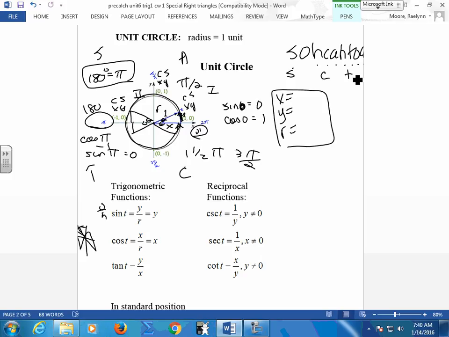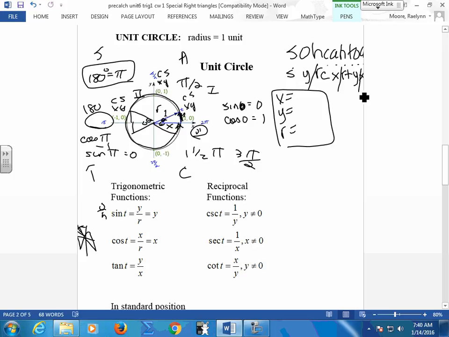The hypotenuse, so we're going to make it an R. On the opposite side, what side is that? Oh, opposite, sorry, is the Y. So we're going to make all your O's a Y, and your A's, therefore, are the X's, the adjacent. So sine is Y over R. Cosine is X over R. Tangent is Y over X.